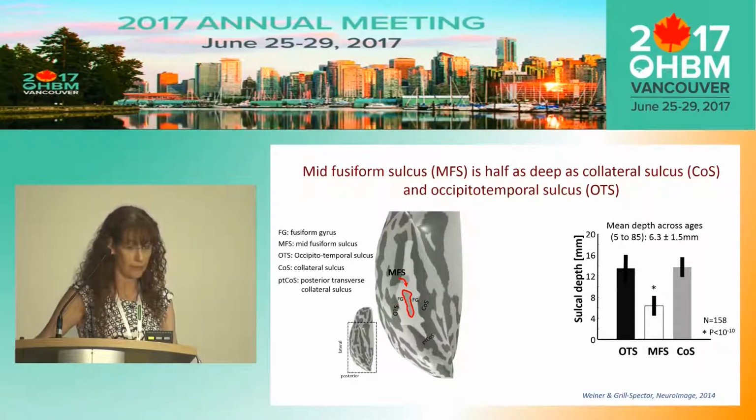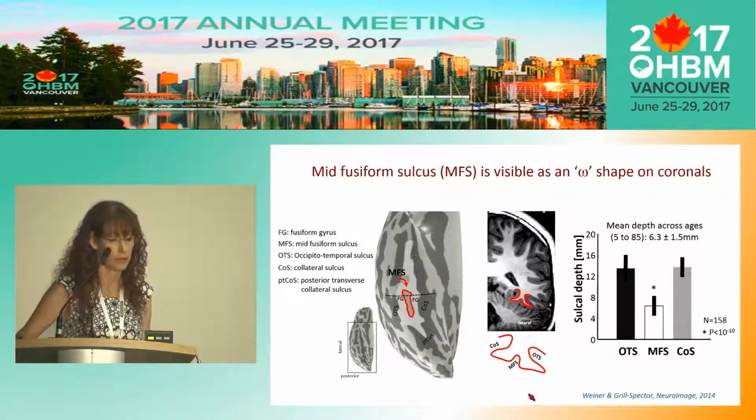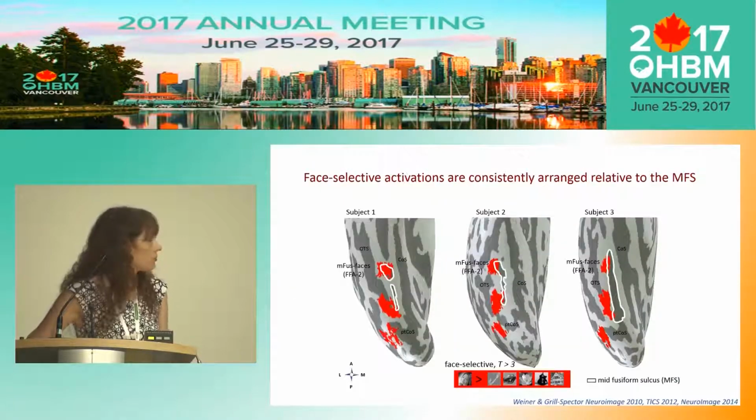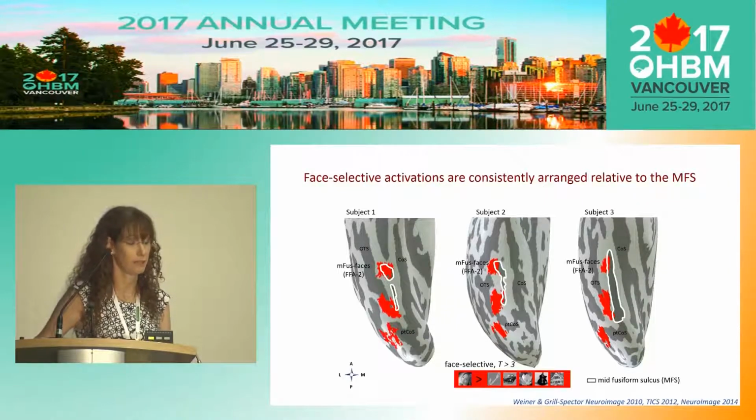So one identifying feature of the sulcus is that if you look at a coronal slice, it generates this omega shape together with the collateral and occipital temporal sulcus. So why am I showing you the mid-fusiform sulcus? I'm showing you because we noticed this first when we looked at face selective activations.